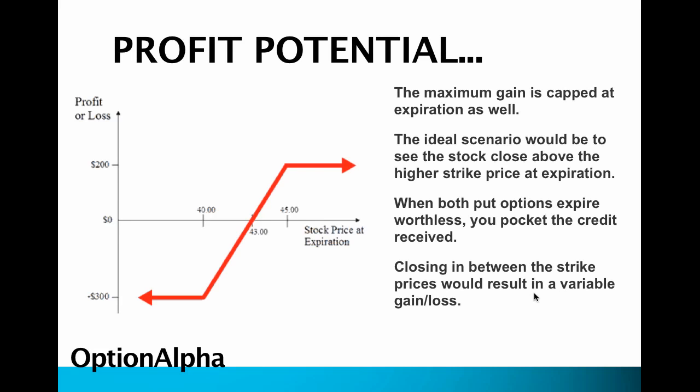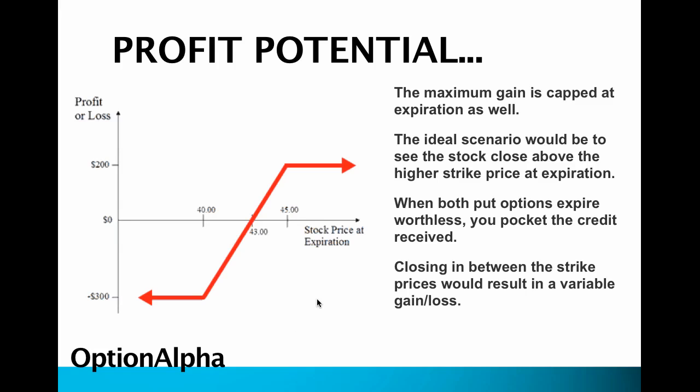If we talk about profit potential now, we also notice that the top half of our profit loss diagram is also flat, meaning it's capped to the upside and doesn't continue on in perpetuity. The maximum gain on these is capped. The ideal scenario would be to see the stock close above the higher strike price, so anywhere from 45 higher, in which case both put options expire worthless and you pocket the credit. Again, remember that a bull put spread is just a credit spread. It's just a put credit spread.